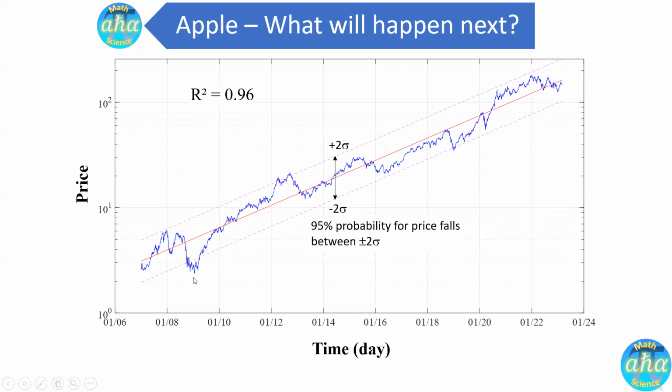And indeed, that's the case. We see it very rarely. Here, during the 2008 financial crisis, we see it fall below. Here it just slightly goes above. And most of the time, it's between plus and minus 2 sigma.